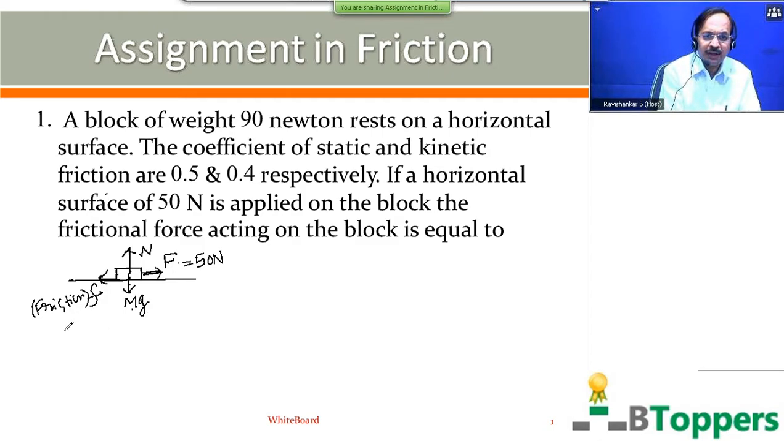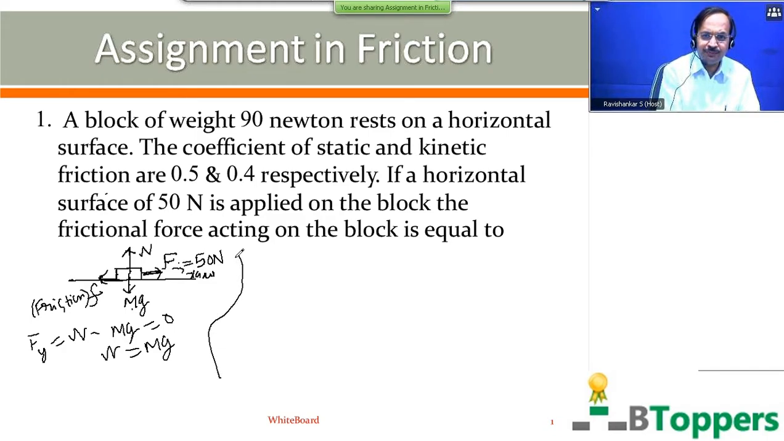Now the block has no motion in the vertical direction. So I choose the vertical direction as y-axis and horizontal direction as x-axis. The y component of the resultant force on the block is N minus mg, because the block has no motion in the vertical direction. This y component of the resultant force is 0. So the magnitude of the normal reaction on the block is equal to mg.